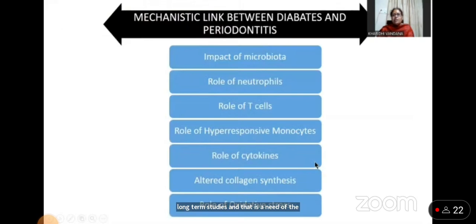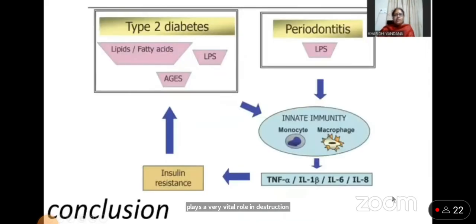The mechanistic link between diabetes and periodontitis generally speaks about the role of microbiota, neutrophils, T cells, monocytes, and the cytokines, along with altered collagen synthesis, and the role of oxidative stress, which plays a very vital role in destruction during diabetes as well as periodontitis.